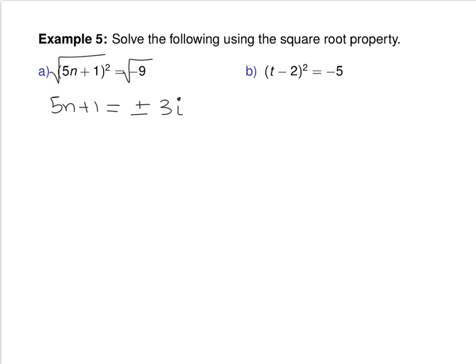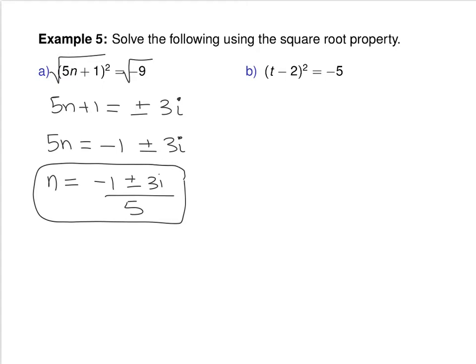So when your 1 moves from the left side of the equation to the right side, what does it become? Negative 1. And I'm going to put it in front of the plus minus. So 5n equals negative 1 plus or minus 3i. And what's the very last thing you do? Put it all over 5. So n is equal to negative 1 plus or minus 3i over 5.